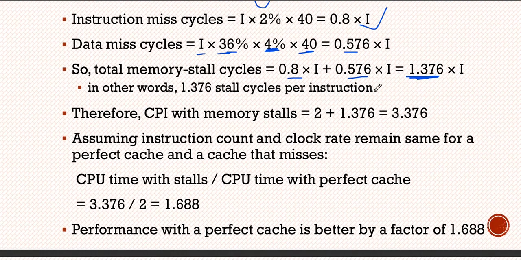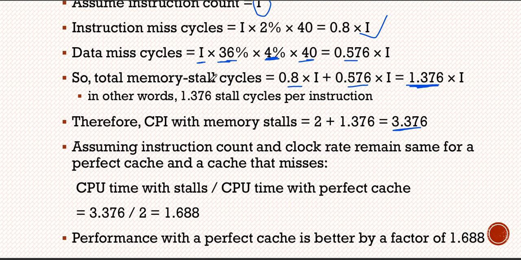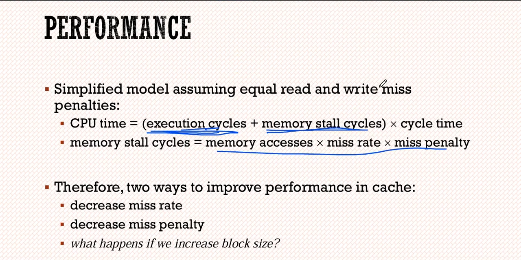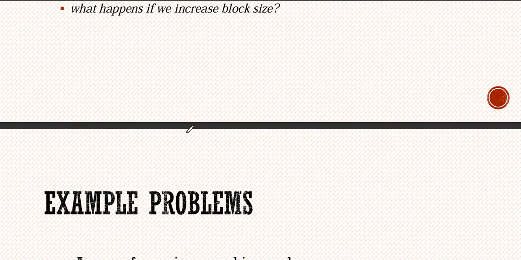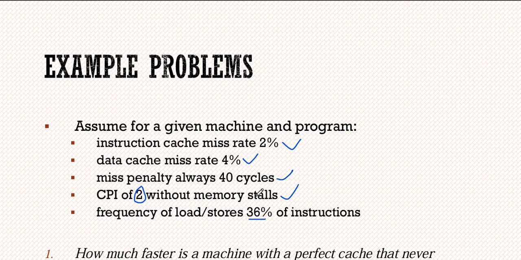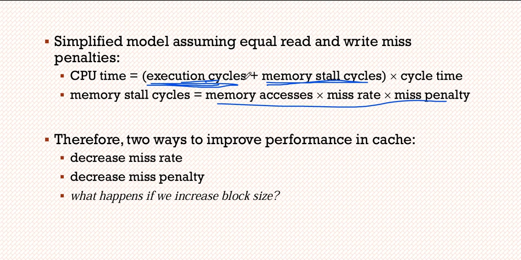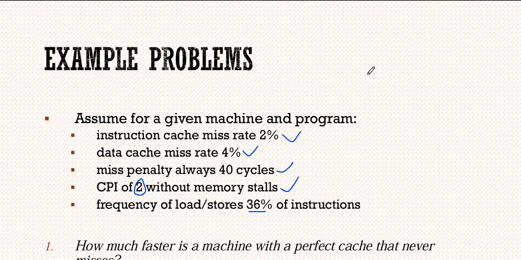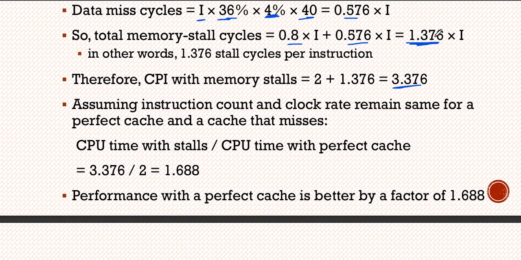So we add 2 to the memory stalls to get 3.376. So the total memory stalls is 1.376. Hope you get that one. Because you add the one for data plus the one for instruction. The execution cycle is 2 because in the question it says CPI of 2 without memory stalls. So we have to add the memory stalls to get the whole execution. Even with the data in this one, you have to add the memory stalls. Now when you add, you get 3.376.